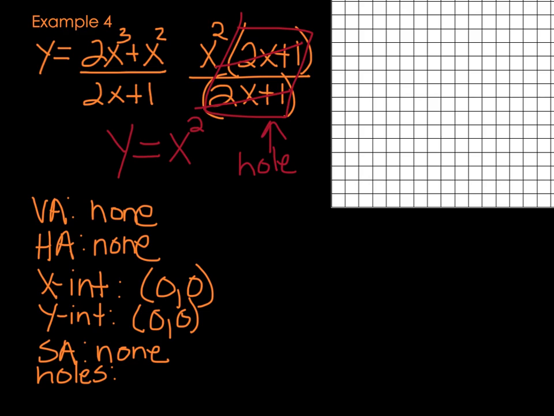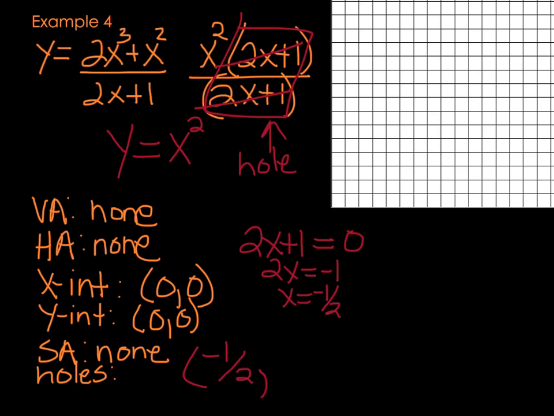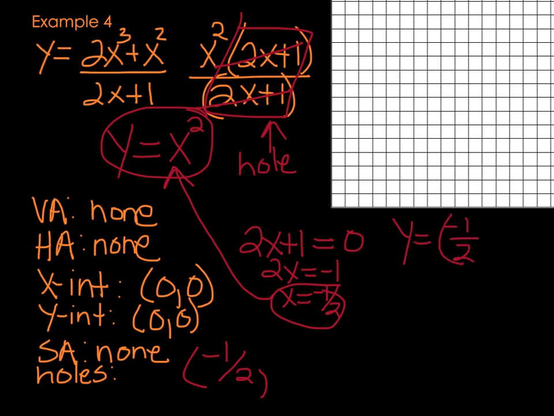There's only one. To find the hole, you take what you crossed out, 2x plus 1, and set it equal to 0. So that means we have 2x equals negative 1, x equals negative 1/2. That is the x coordinate of your hole. But a hole is a point, and you need a y coordinate. So to find the y coordinate, you take this x value and plug it in to the remaining equation. So if I said y equals negative 1/2 squared, I'd get positive 1/4. So your hole is at (-1/2, 1/4).